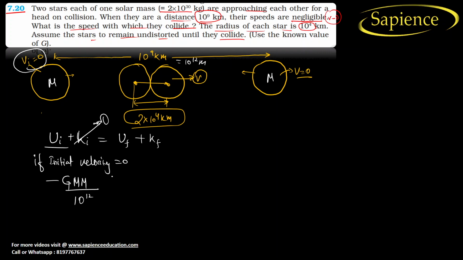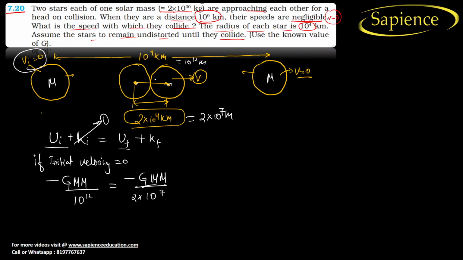Now since this is 0, this can be written as final kinetic energy. So the final potential energy will be what? The distance between them has not decreased, so for the final potential energy we write G into the product of the masses divided by, see here, 2 into 10 to the power 7 meter. So this is the final potential energy. Now we need to know the final kinetic energy.